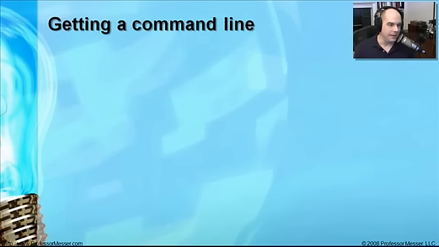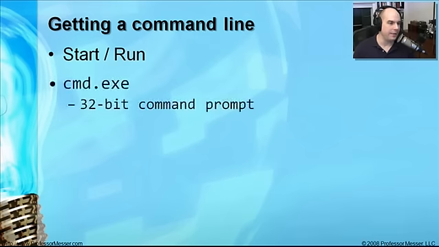Let's first talk about getting to the command line prompt. We've done this a number of times through this course, and we've done it by clicking our Start option, choosing Run, and typing in cmd.exe, or just cmd. The executable is automatically going to run. This is a 32-bit command prompt, and if you're doing anything at the command line within Windows, this is the program you'd like to use.